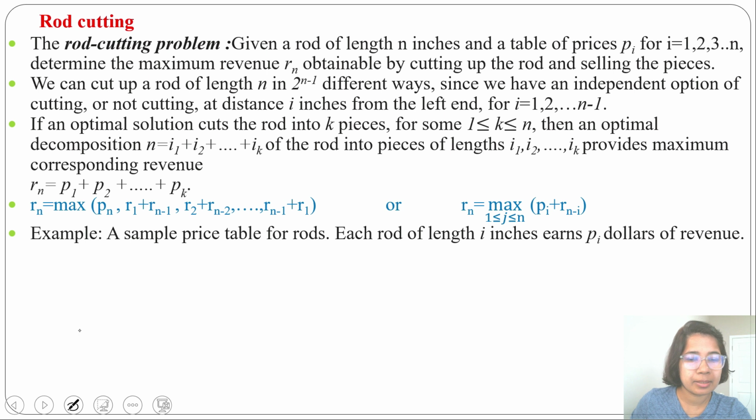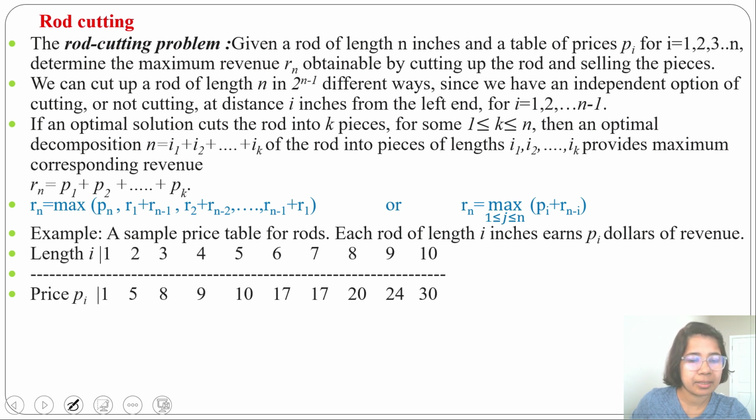Let's see one example. One table is given, with length and price. For 1 inch the price is $1, for 2 inches the price is $5, for 3 inches the price is $8, for 4 inches the price is $9, for 5 inches the price is $10, for 6 inches the price is $17, for 7 inches the price is $17, for 8 the price is $20, for 9 the price is $24, for 10 the price is $30.